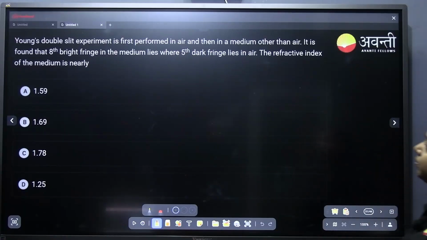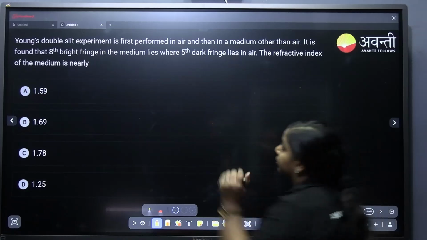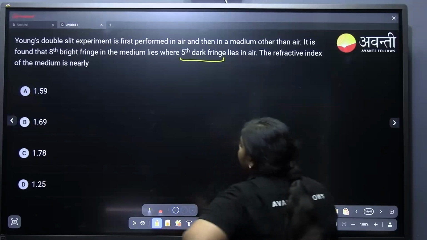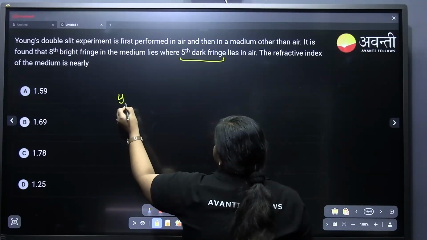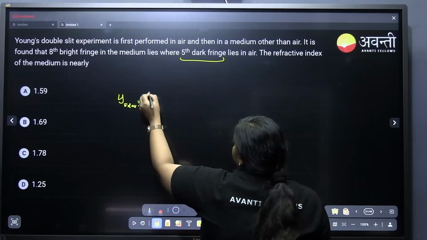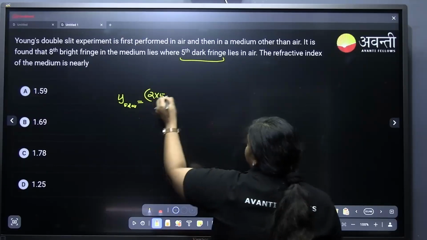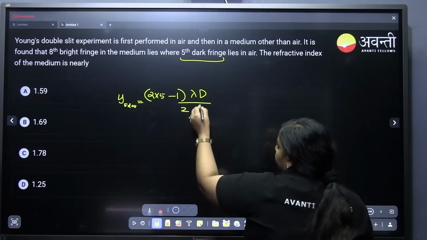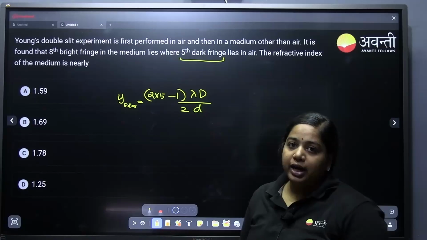Next one, Young's double slit experiment is first performed in air, then in a medium other than air. It is found that the 8th bright fringe in the medium lies where the 5th dark fringe in air lies. The refractive index of the medium is nearly what? Okay, for the 5th dark fringe, we have to find y of 5th dark, which is equal to (2 into 5 minus 1) lambda D by 2d. This is the formula for the dark fringe.